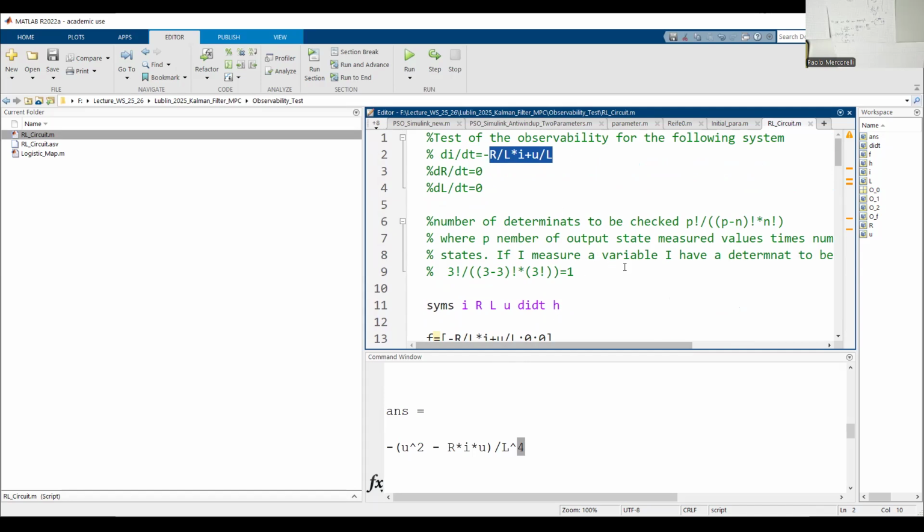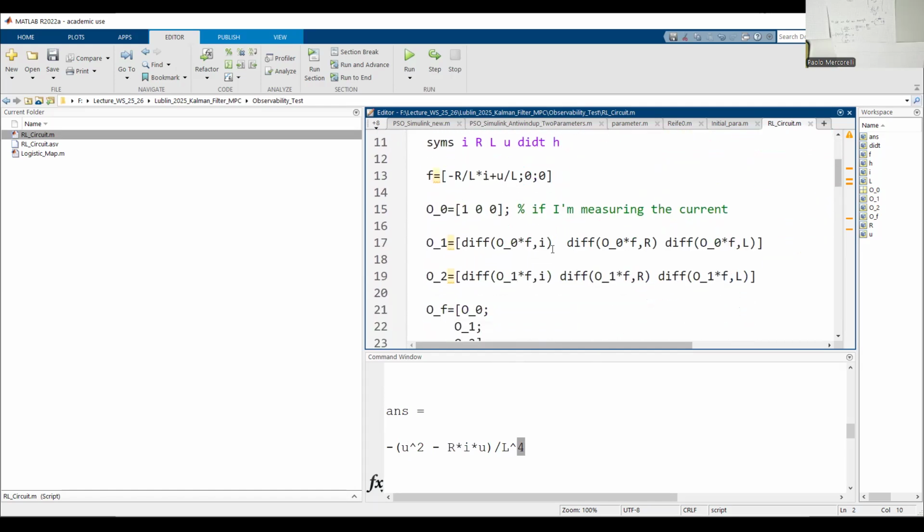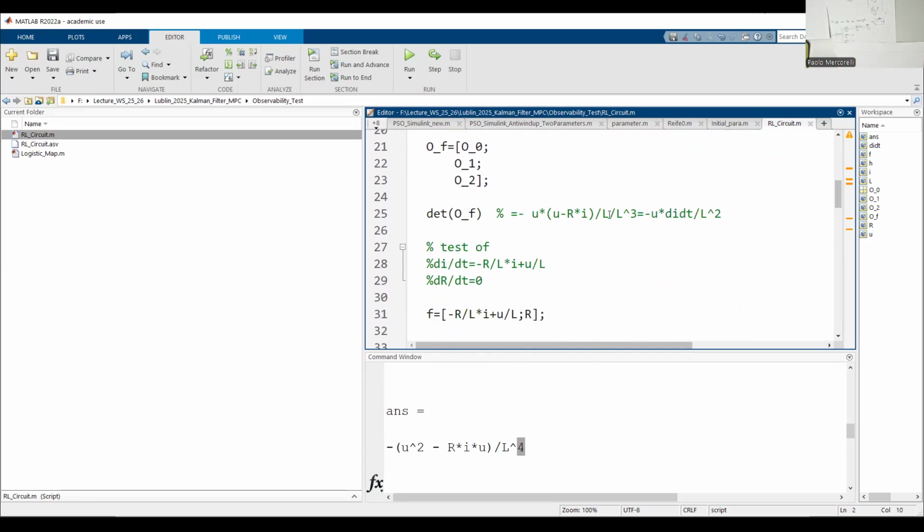Is exactly, again, try to imagine, I put in evidence. It's very well written here. It's exactly the derivative of the current with respect to the time. Do you agree?